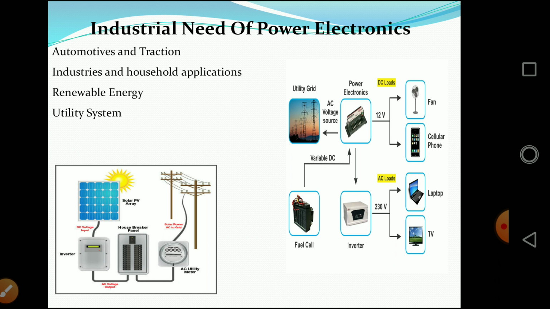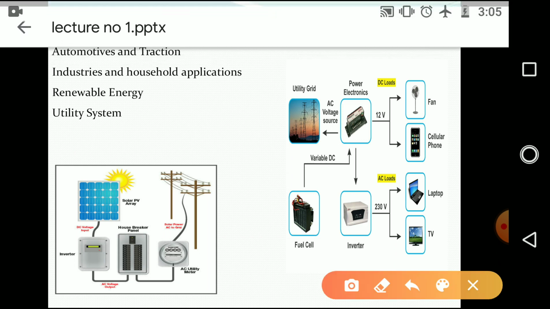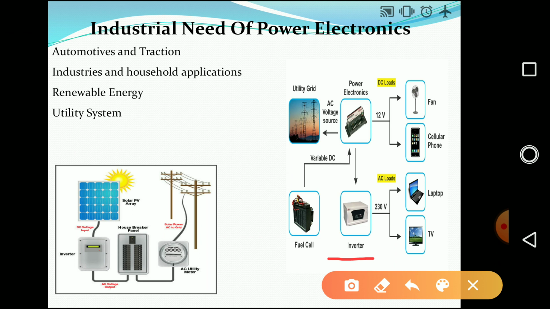So here we are seeing two images that represent household applications. How is power electronics used in household applications? Normally in everyone's house we use an inverter whenever the supply gets cut off. So here we can see the inverter. This inverter gets the supply from a power electronics circuit, and the power electronics is connected to the utility grid.